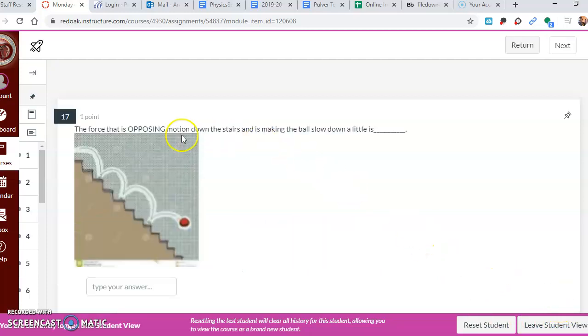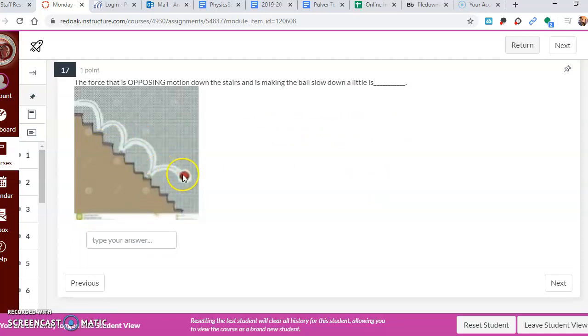Okay, the force that is opposing motion down the stairs and is making the ball slow down a little bit is going to be friction. So remember that friction, the air resistance, and also the friction between the stairs and the ball is a force that opposes motion. It causes things to slow down.